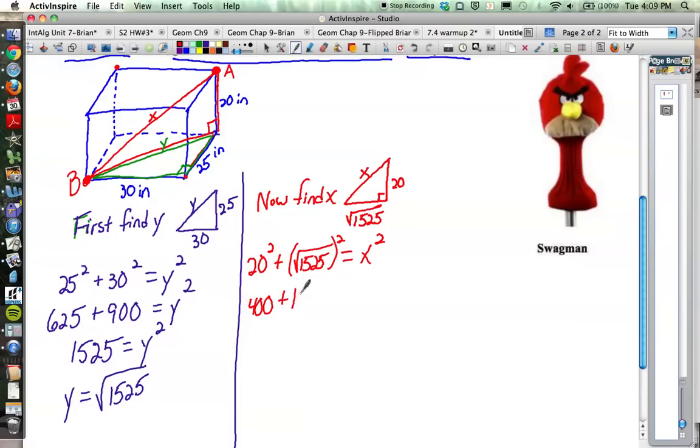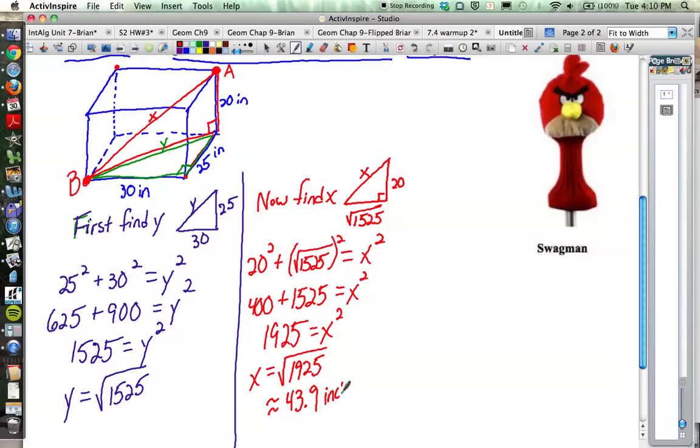400 plus 1,525. So remember, if I square a square root, the square root of 1,525 squared is just 1,525. So it gets rid of the square root, basically. And so that's 1,925 is equal to x squared. And x is the square root of 1,925. Now let's see what decimal that is. If we punch that into our calculators, we get right around 43.9 inches.